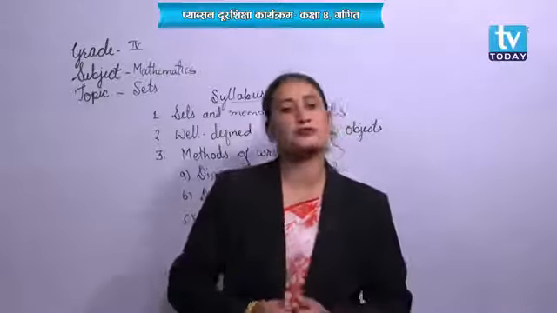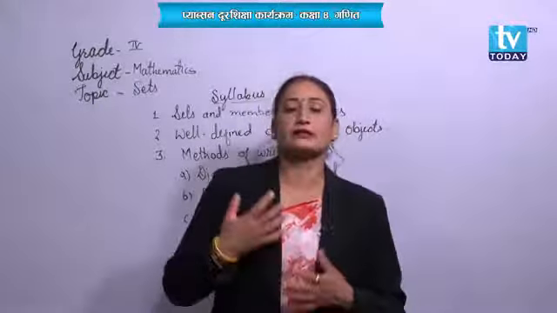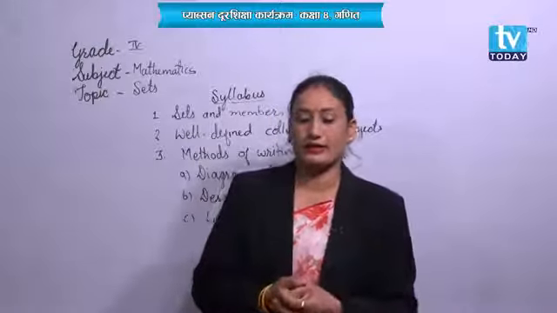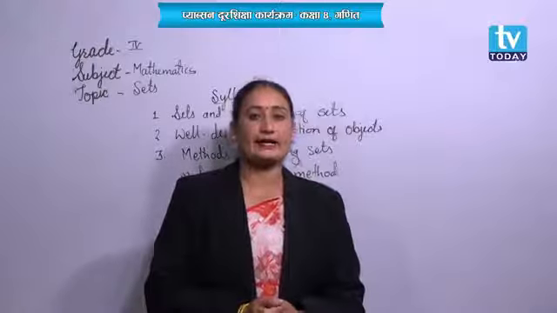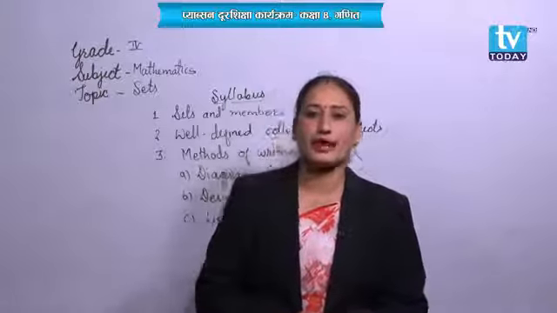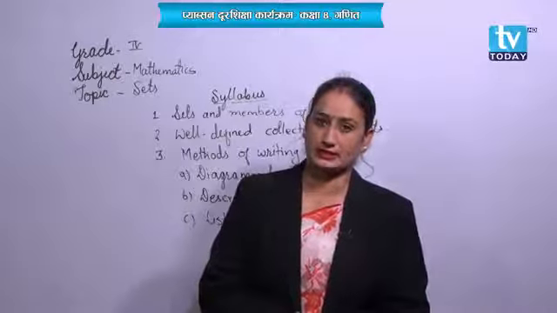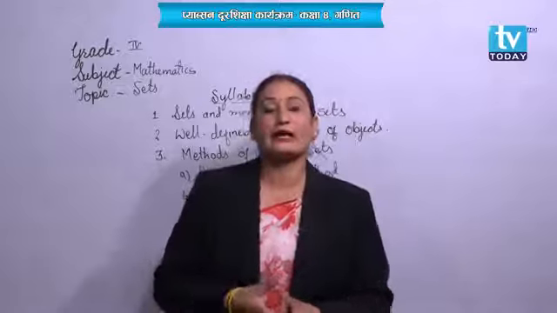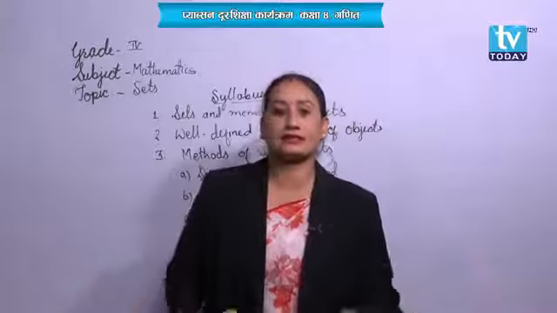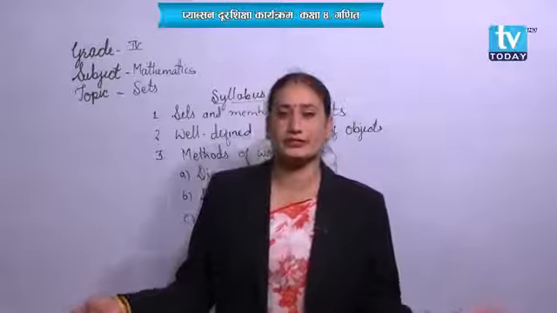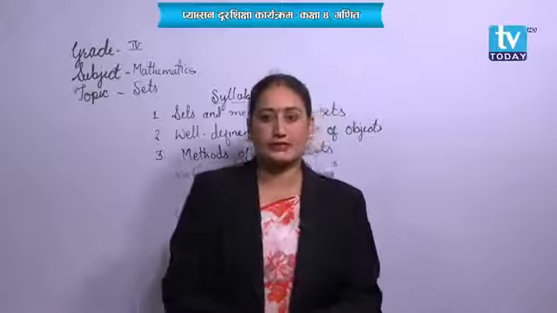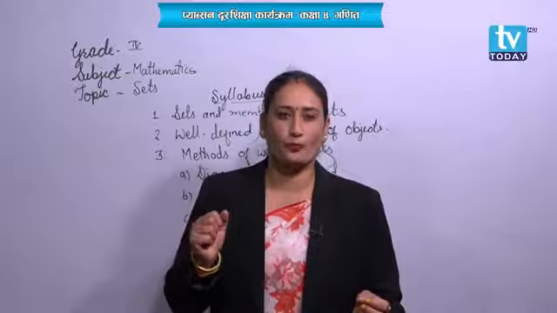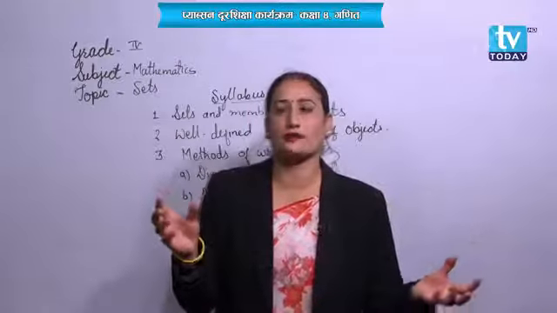Same like this. Now, you have to tell me, students, whether they are well-defined collections or not. Okay? The first question is, a collection of pupils of class 4. Have you seen? This is the collection of pupils of class 4. That means it's well-defined. Now, the second question is, a collection of tall people of class 4.